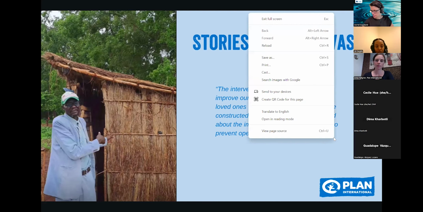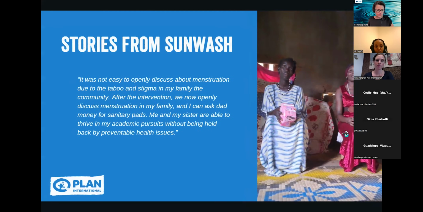And another story from another beneficiary is related to menstrual hygiene management. As we said earlier, menstruation is a topic that is taboo, which is not discussed at all in the community. There are social norms attached to it. So this is one of the success stories that came up from one of the households, where the girls started to talk about menstruation freely with their families.